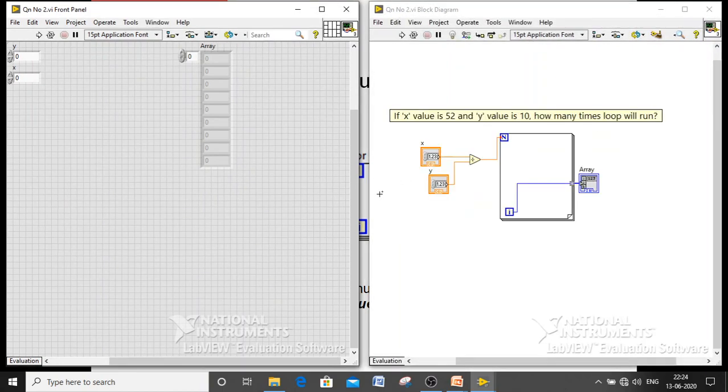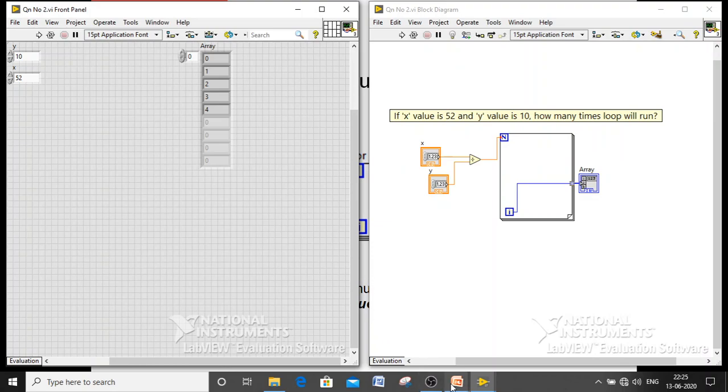Here I have given the y value as 10 and the x value as 52, and the loop is going to run 5 times: 0, 1, 2, 3, 4. Keep that in mind. Even though my DBL is available from the divide function, my wire is connected to the integer part, so that is the reception point, and automatically it will provide only the integer, that is, a rounded value alone.